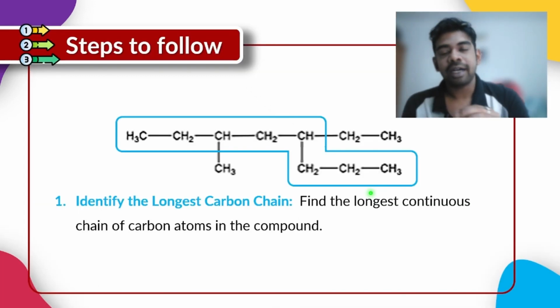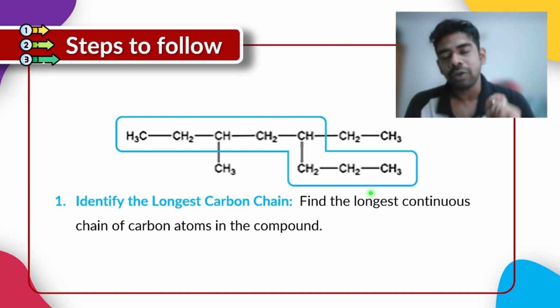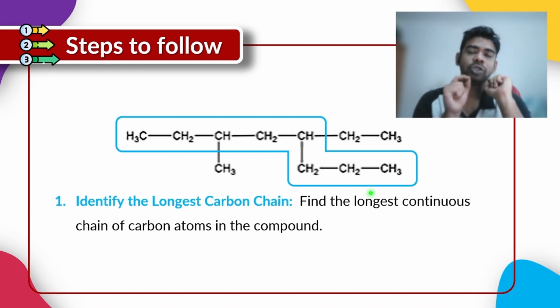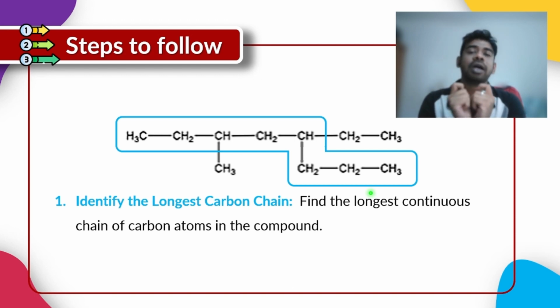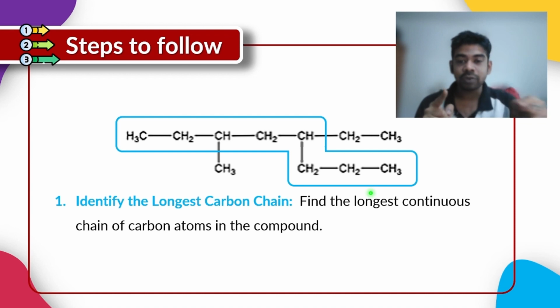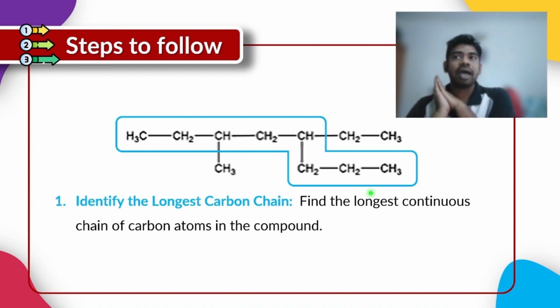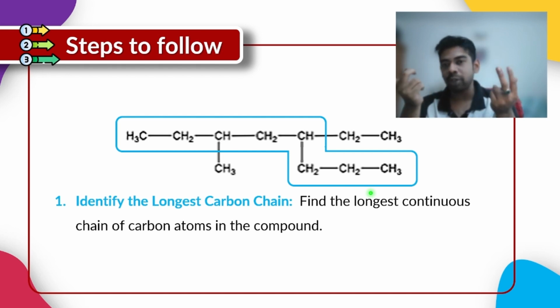So here, let's take this as an example. The first thing you have to do is choose the carbon chain where you have the maximum number of carbon atoms captured. So in this particular case, this would be the longest carbon chain. But let's say you have an example where in both cases you are getting the same number of carbons. There can be two possibilities.